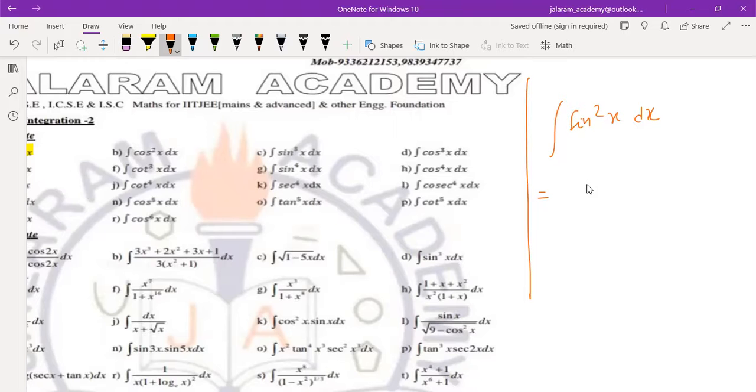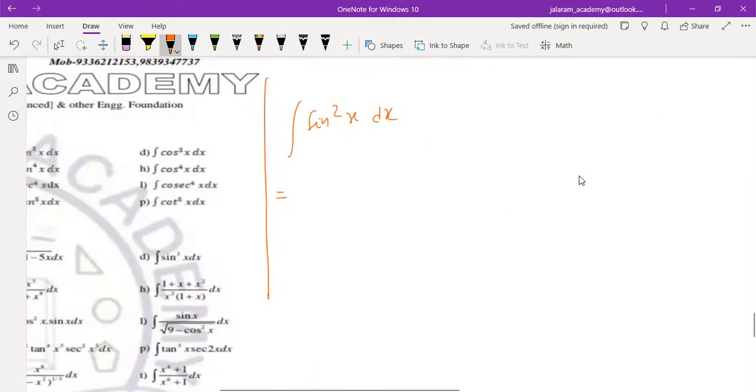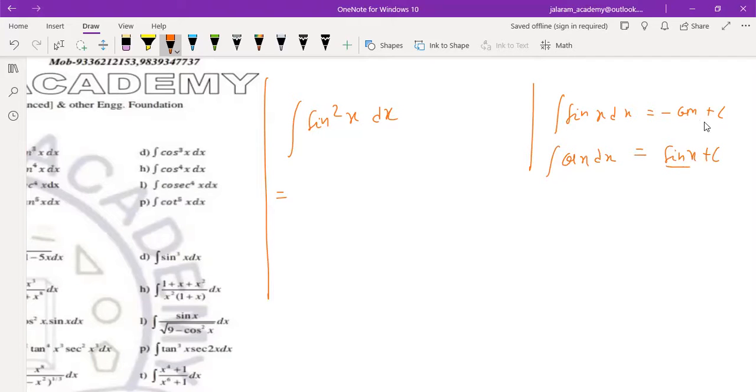There is no formula of sin x or cos x in integration which has a square. So first we have to change them, as there are two formulas: integration of sin x is minus cos x plus c, and integration of cos x is sin x plus c. So first we have to change them to cos x to the power 1 or sin x to the power 1. What should we do? For this, we will use the formula of cos 2x, which we have studied in trigonometry. There are three formulas of cos 2x.